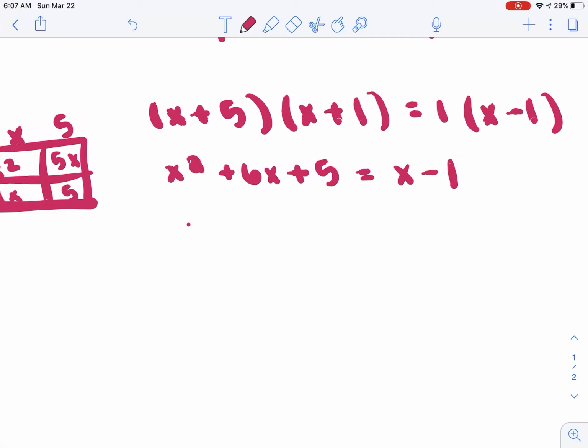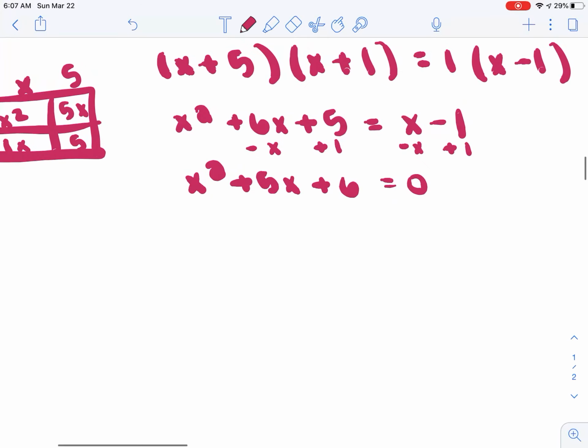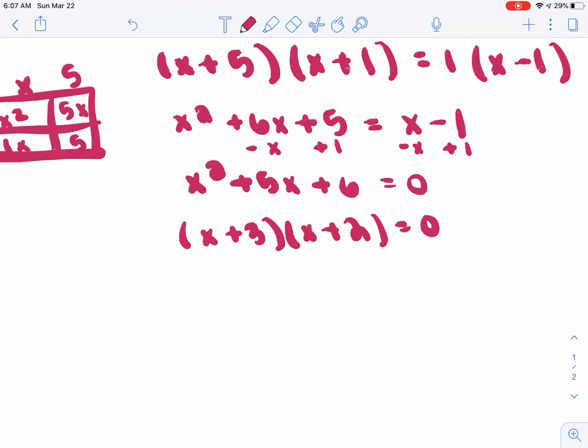And then let's bring everything to one side. So we'll subtract the x, add the 1. And then we can factor to find our solutions.